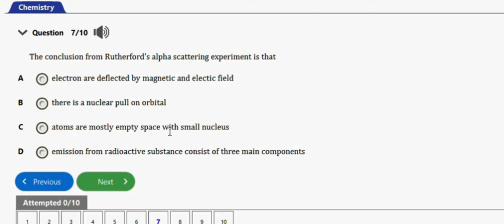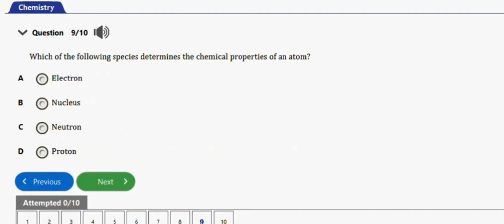The next question will be this one. It says, which of the following species determines the chemical properties of an atom? So the right option will be option A, electron. Electron is a subparticle of the atom that determines the chemical properties of the atom.